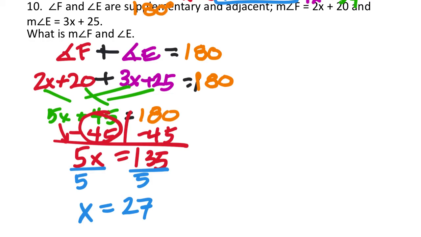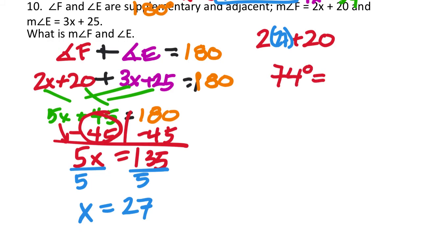So we have to go back to the two equations for angle F and E. Angle F is 2x plus 20. Now we think we know the x value, which is 27. And I just solved this. 2 times 27, 54 plus 20, 74 degrees. So that's the measure of angle F.